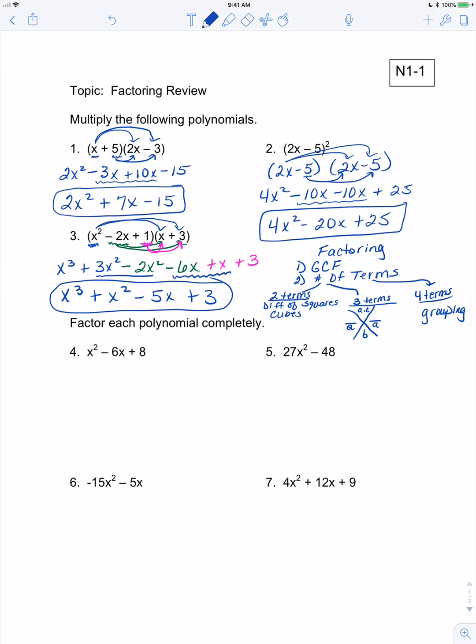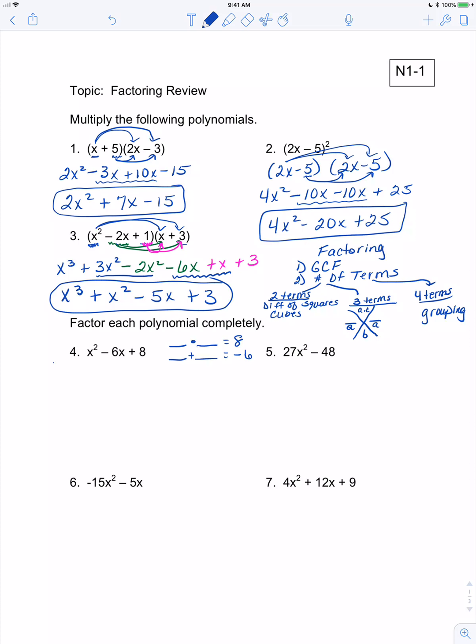Okay, so here we go. Factor each polynomial completely. So we've got x squared minus 6x plus 8. Well, remember, if there's nothing in front of this x squared, we can just think what times what is the c term that adds up to be that b term.